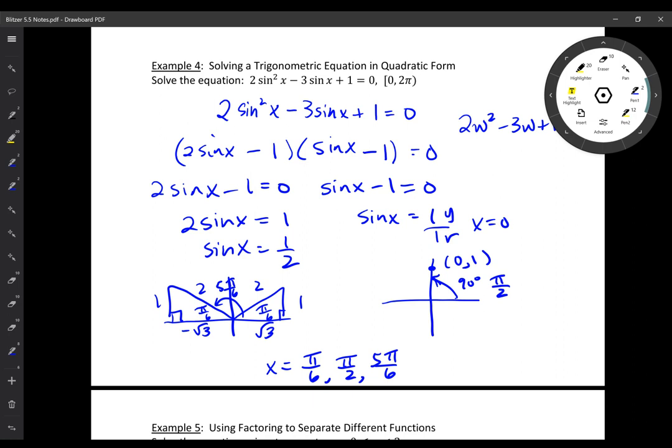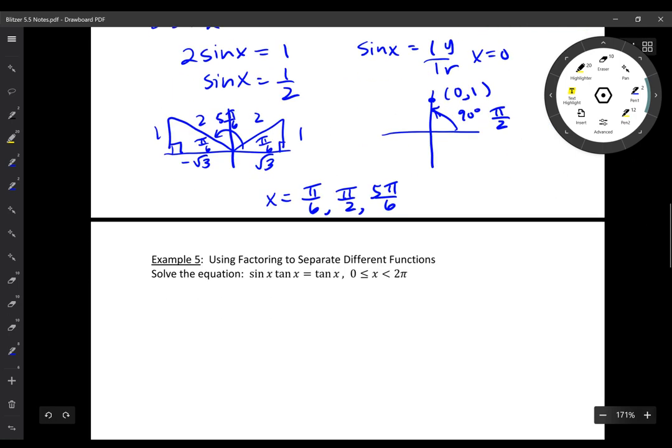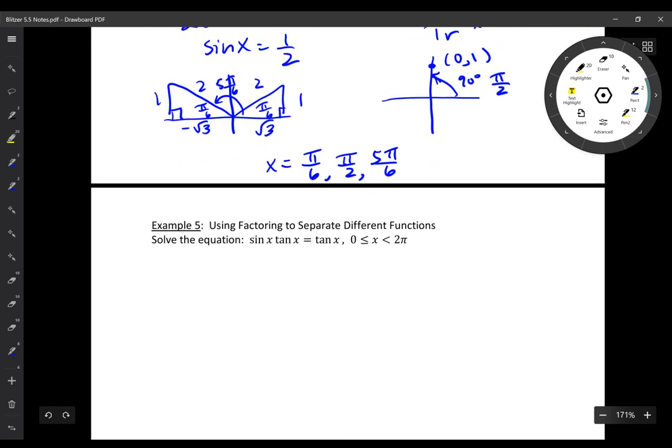So we're going to do one more today for this first part on our notes. This is using factoring to separate different functions. So sometimes we're going to have to factor. And if I'm thinking about factoring and doing zero product property, I definitely need to have a 0 on one side. So I am going to subtract tangent x on both sides. And I can't just subtract it from sine x because these two are being multiplied, so it doesn't do that. What I end up with is sine x tangent x minus tangent x equals 0.